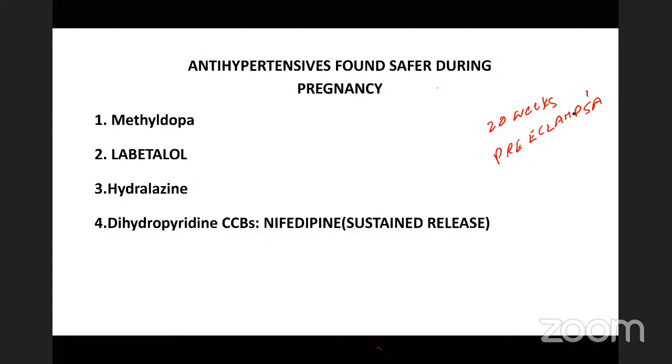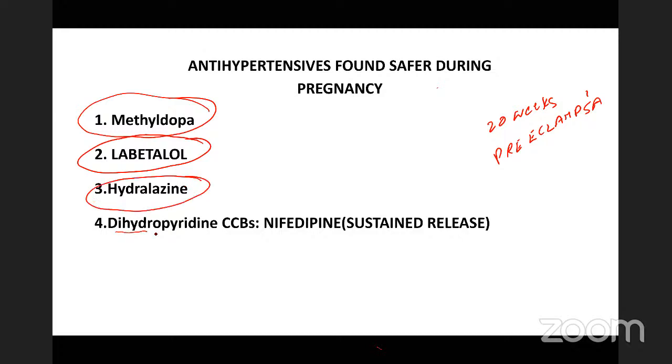The first most commonly used drug for preeclampsia or pregnancy-induced hypertension is methyldopa. The second group of safer drugs is labetalol. The third group is hydralazine, and the calcium channel dihydropyridines like nifedipine. The sustained release tablets of nifedipine are used. Okay, these you have to memorize, because they will ask what are the drugs safer in pregnancy.